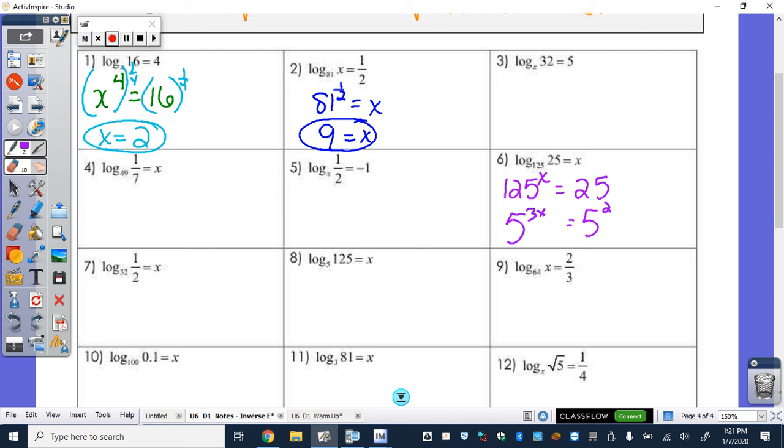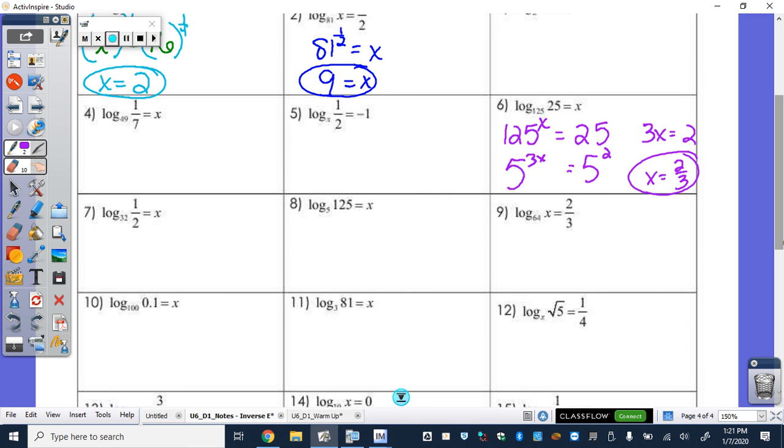So now what's our rule? Exponents are equal, so I divide by 3. And I get x equals 2/3. Let's try number 7.